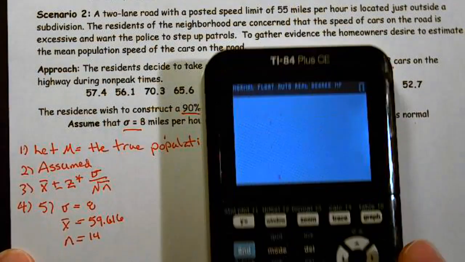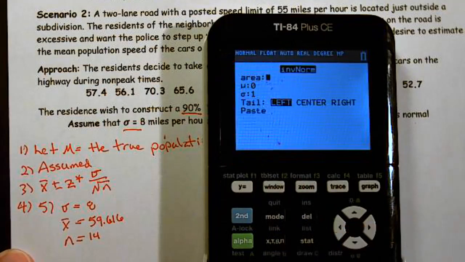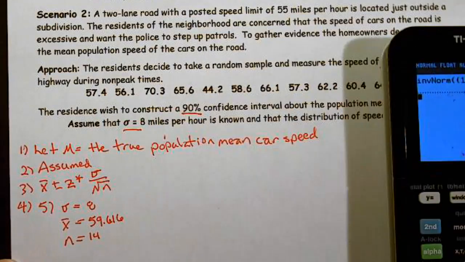Second, vars, inverse norm. Area is going to be parenthesis 1 minus 0.90, close parenthesis, divided by 2. And since it's a z, we're always going to have a mean of 0 and a standard deviation of 1. And we're going to calculate this. And we get a z star. So this is number 6.